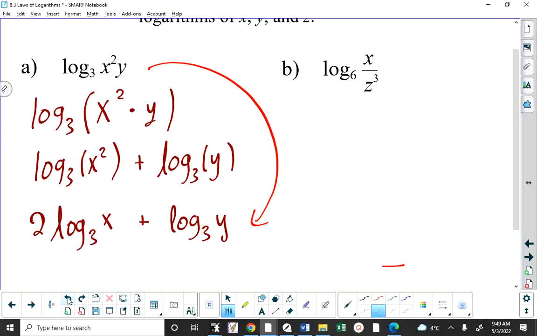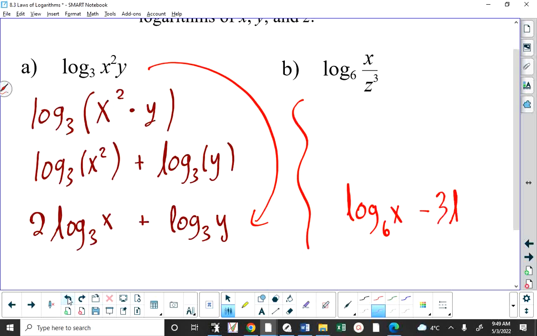That being said, how many of you see that the answer here is going to be log base 6 of x minus 3 log base 6 of z? And that's probably most people, I would think. You want to be very careful, because if this were a written response question, I really believe that this should probably be written.